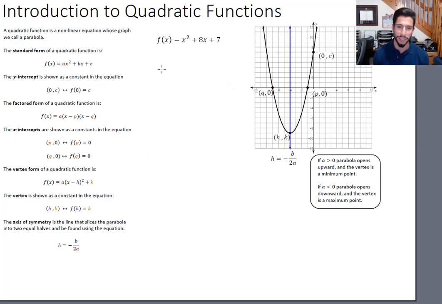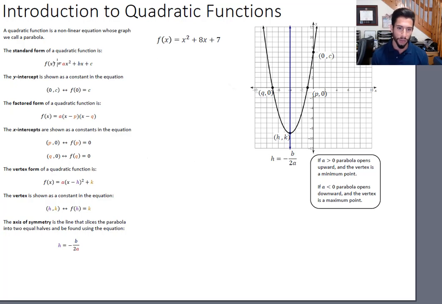This is Renan with Piece of Pie Learning, and today we're going to learn about quadratic functions. So as you can see right here on the left, a quadratic function is a nonlinear equation whose graph we call a parabola. So nonlinear just means it's not a straight line, right? As you can see here, it curves. It looks like a U.